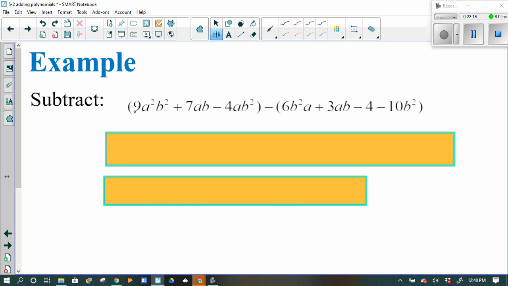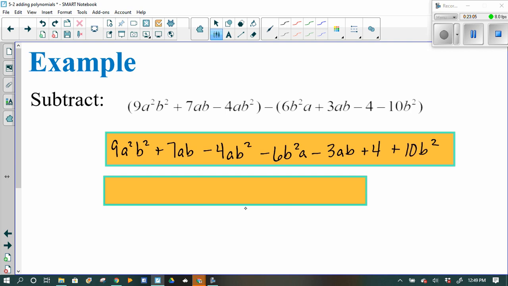All right, so we got 9a squared b squared plus 7ab minus 4ab squared minus 6b squared a plus 3ab minus 4 minus 10b squared. So the first set of parentheses, there's nothing, so I'm just going to bring it down. 9a squared b squared plus 7ab minus 4ab squared. This set has the negative in front, so we're going to distribute. So negative 6b squared a, negative 3ab, this negative 4 will become positive, and this negative 10 will become positive.